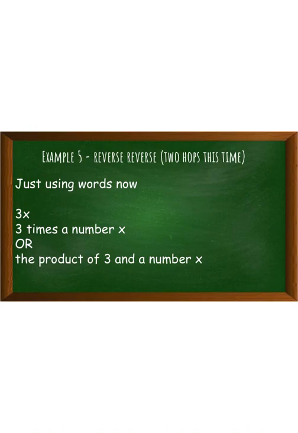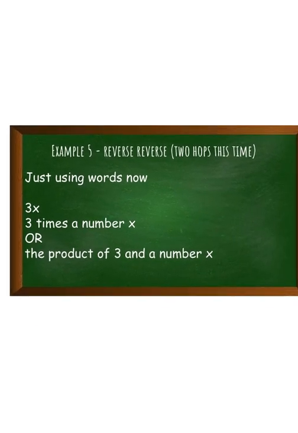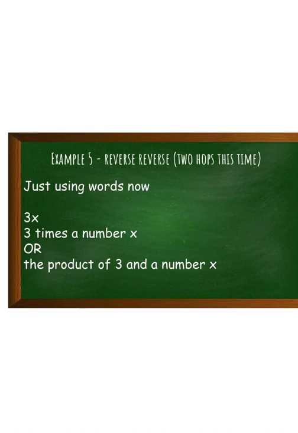So whenever I hear the word reverse, that's what I think of, the Cupid shuffle. So from here, for example 5, all we're doing is just using words now. If it gives us 3x, we are required to write 3 times the number x, or the product of 3 and a number x, okay? So it's basically just seeing a mathematical expression and then writing it, turning math into words. The opposite.